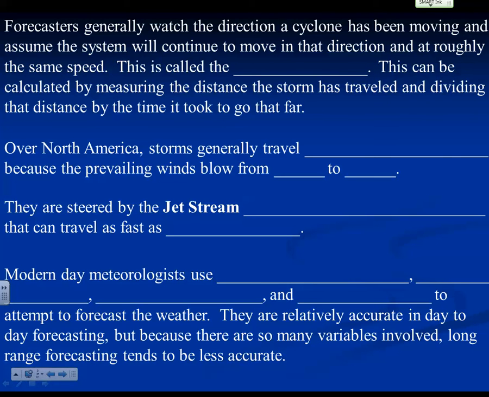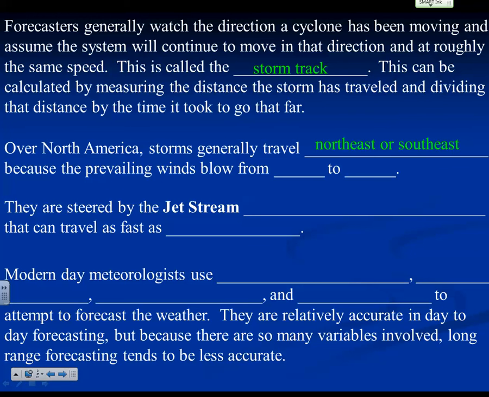Okay, forecasters generally watch the direction a cyclone's been moving and assume the system will continue to move in that direction at roughly the same speed. And this is called the storm track. And you can calculate this by measuring the distance the storm has traveled and dividing the distance by the time it took to go that far. And you might be asked to do something like this, where you can see that it's traveled a certain distance, and you can figure out somewhere on that map how long it took to do that, and you have to divide distance by time to get its speed.